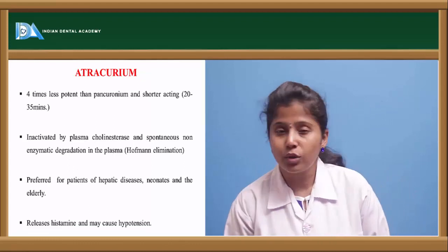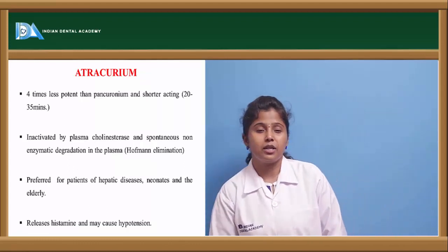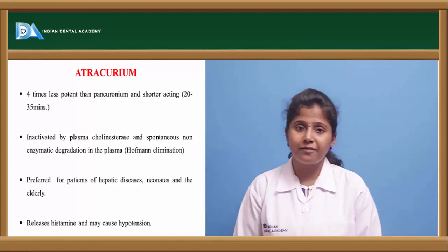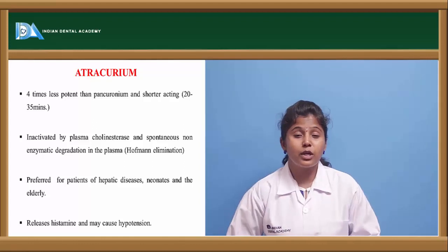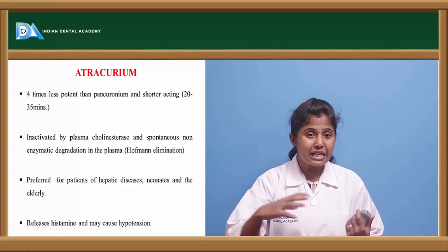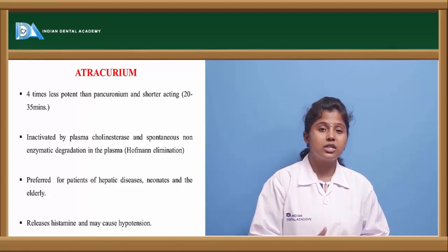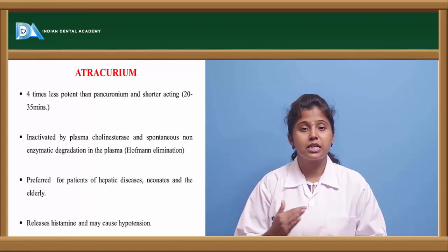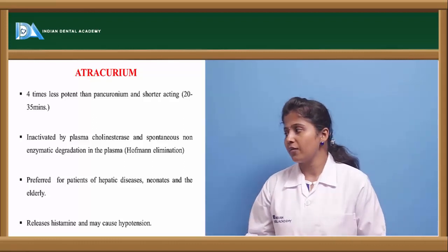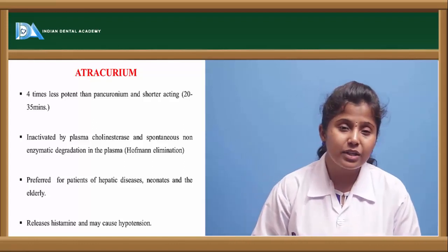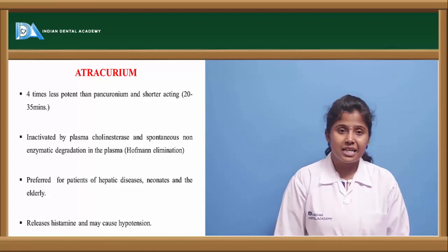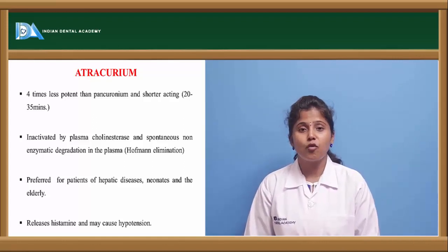The other drug is atracurium. Atracurium is more potent when compared to pancuronium, almost 4 times more potent, and its duration of action is also short, about 20 to 35 minutes. It is more susceptible to the plasma cholinesterase enzyme, and once it is metabolized by the plasma cholinesterase enzyme, it gets inactivated. This metabolism of atracurium is called Hofmann degradation. It is a chemical reaction, and it is mostly preferred in patients with hepatic diseases. It's safer to give to patients with hepatic diseases, and even to neonates, newborn babies, and elderly patients. So it is safer in all categories of people, but it releases histamine, and thereby leads to hypotension, that is fall in the blood pressure.